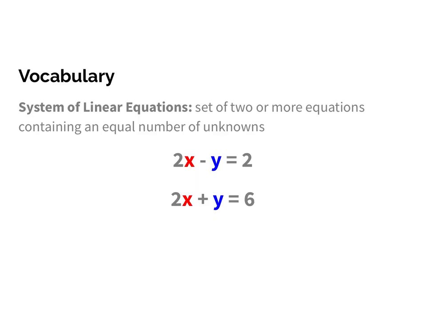You'll notice here that I have two unknowns. I have x, which represents my input, and y, which represents my output. Again, two unknowns, and I have two equations that are both different. I have a 2x, a minus y and a plus y, a 2 and a 6. So each equation is different from each other. Our goal is to use these two equations to figure out what x and y are.